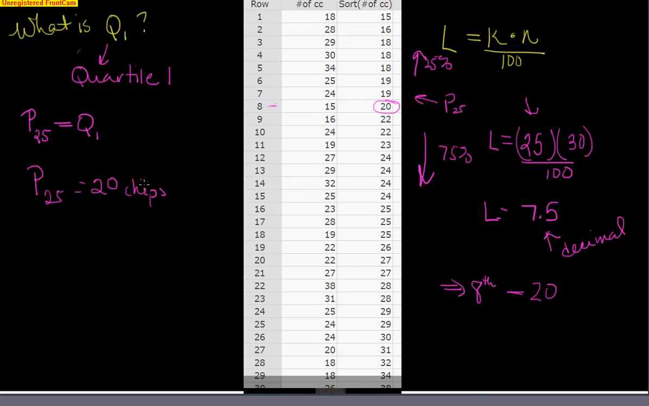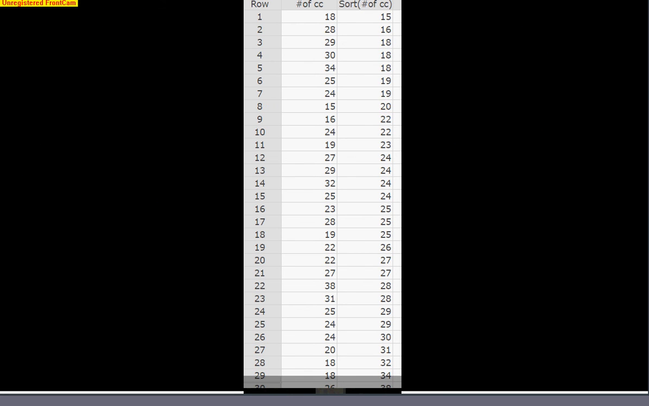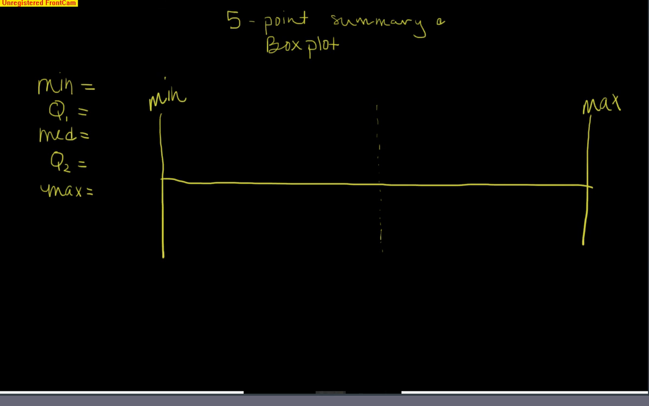Okay, so I think you'll get the hang of that. Last thing I'd like to do is look at how we display this a little bit. I'm going to go ahead and close that out. What I've done here is take a look at how we display this. This is something called a 5-point summary and a box plot. A box plot is just a graphical representation of the 5-point summary, just like we did before. Remember, a histogram is a graphical representation of a frequency distribution.